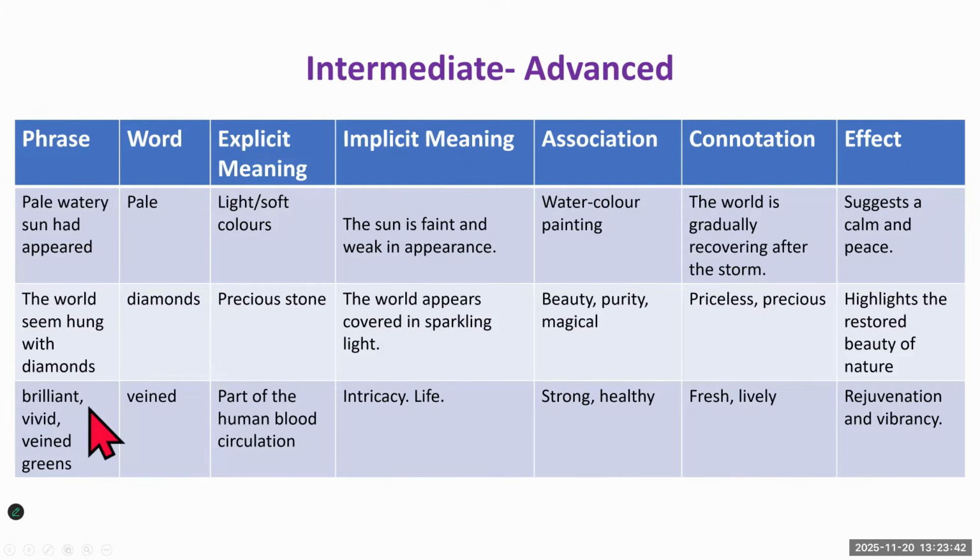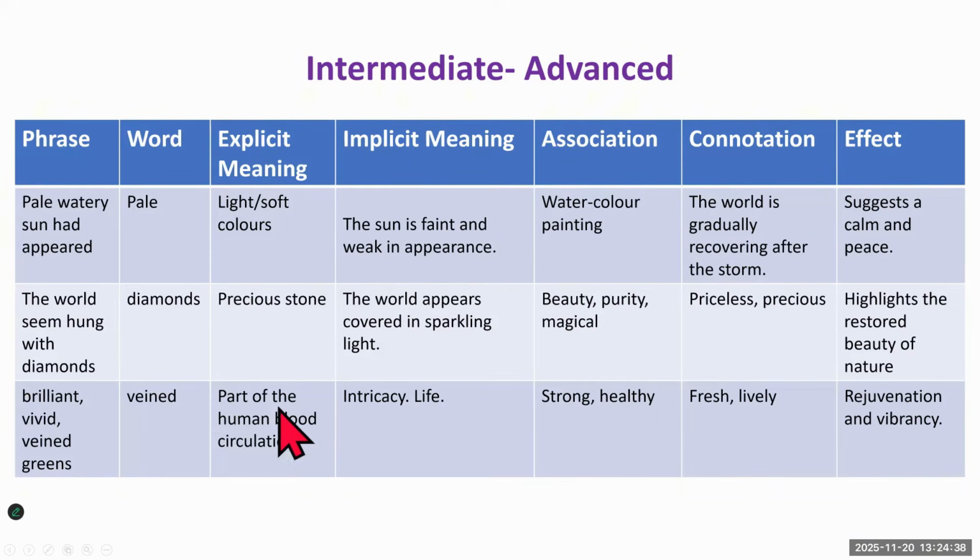The last phrase is brilliant, vivid, veined greens. I've zoomed in on the word veined. And just the word vein alone is part of the human blood circulation system, and it implies an intricate system which supports life. The association is that nature is strong and healthy, and also fresh and lively, and the effect is of rejuvenation and vibrancy.